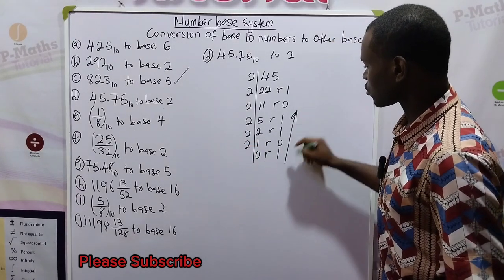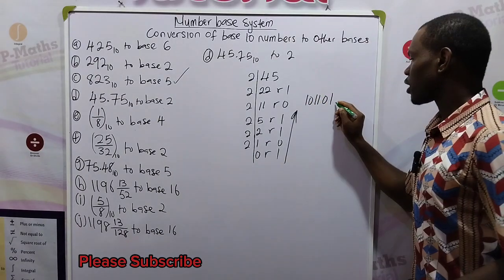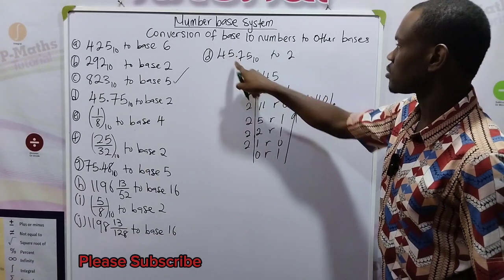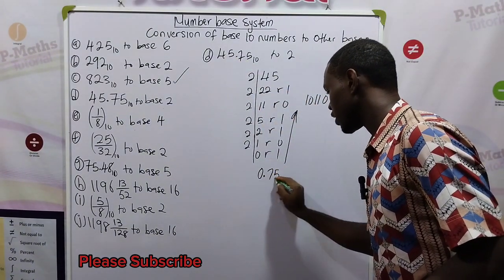So pick it up from down to the top. We have 101101. Now put your decimal because we have a decimal. Take the decimal part now, that is 0.75.